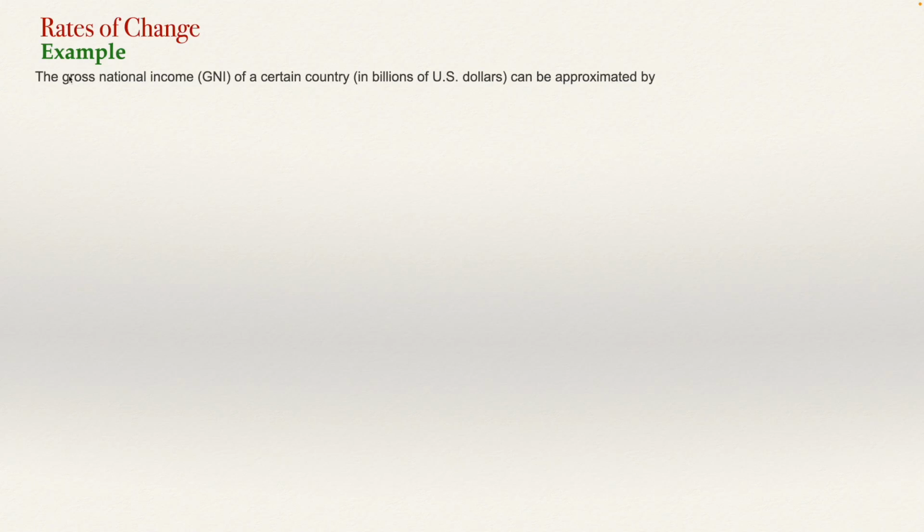Let's solve the problem of rates of change. The problem says the gross national income (GNI) of a certain country in billions of US dollars can be approximated by this function f of t, so it's a function of the time, t is the time, equal 1000 multiplied by e to the power 0.14t, where t equals 0 corresponds to the year 2000.